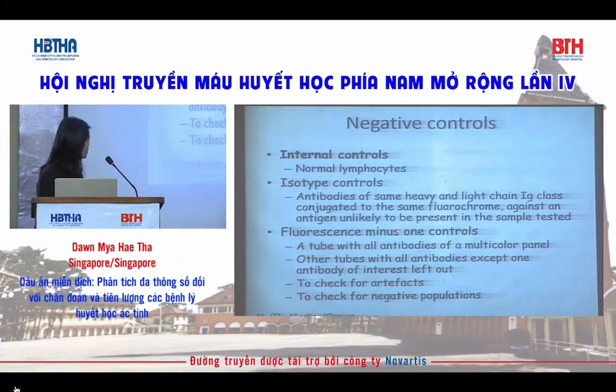And when we interpret the data, again, it is important to look out for internal controls. And it is very easy for us because the samples that we are dealing with are mainly hemopoietic samples, so we almost always have normal hemopoietic populations, other normal populations. And most of the time, they are normal lymphocytes, which we can use as negative controls. And isotype controls are nowadays almost obsolete in most of the laboratories. And rarely, we may need to use fluorescence minus one controls, especially if we want to check for artifacts or we want to know the position of negative populations.